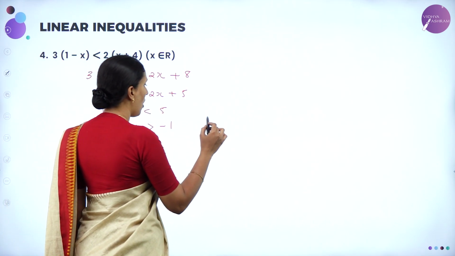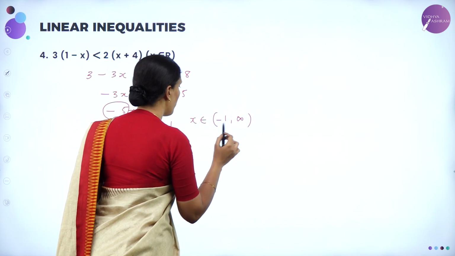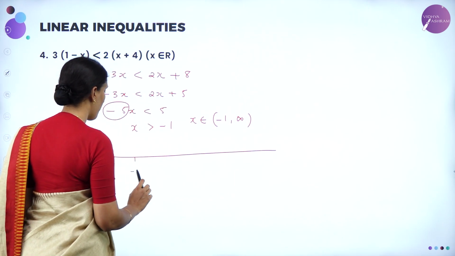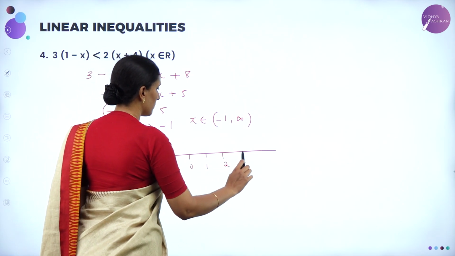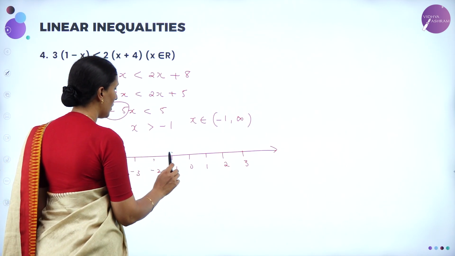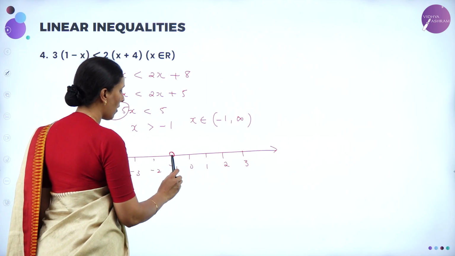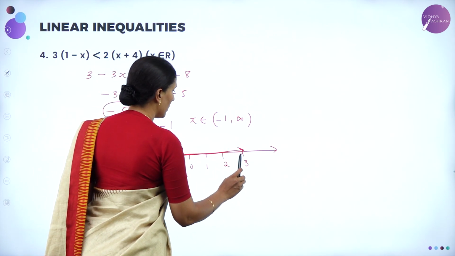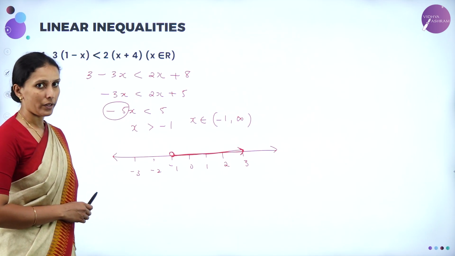So, that means all the numbers after minus 1 will act as a solution set. Therefore, minus 1 comma infinity is the solution. Now, to represent it on the number line, clearly this is the number line. Here we'll draw an open circle because we are not including minus 1. All the numbers after minus 1, which means it is on the right side of minus 1. So, this acts as a solution for the given inequation.